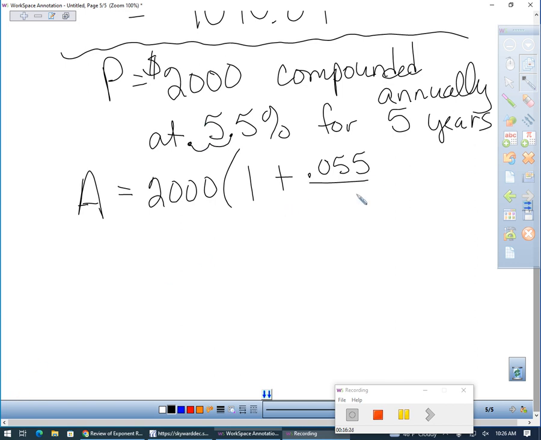Over. Go ahead. Jackson, you got a question? No. Okay. Annually. Tell me about annually. How many times is that? Once. And then in my exponent, it is 1 times 5. So again, we're going to grab our wonderful yellow calculators.